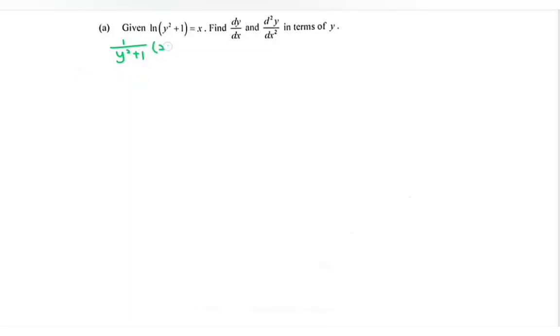So we will have 2y dy/dx. If we differentiate the 1, we will have 0. Focus on the right hand side. If we differentiate x, we will have 1. So kindly rearrange the situation. So we have dy/dx equals (y squared plus 1) over 2y. So that is the dy/dx. Or we may rewrite the situation: we have y over 2 plus 1 over 2y.